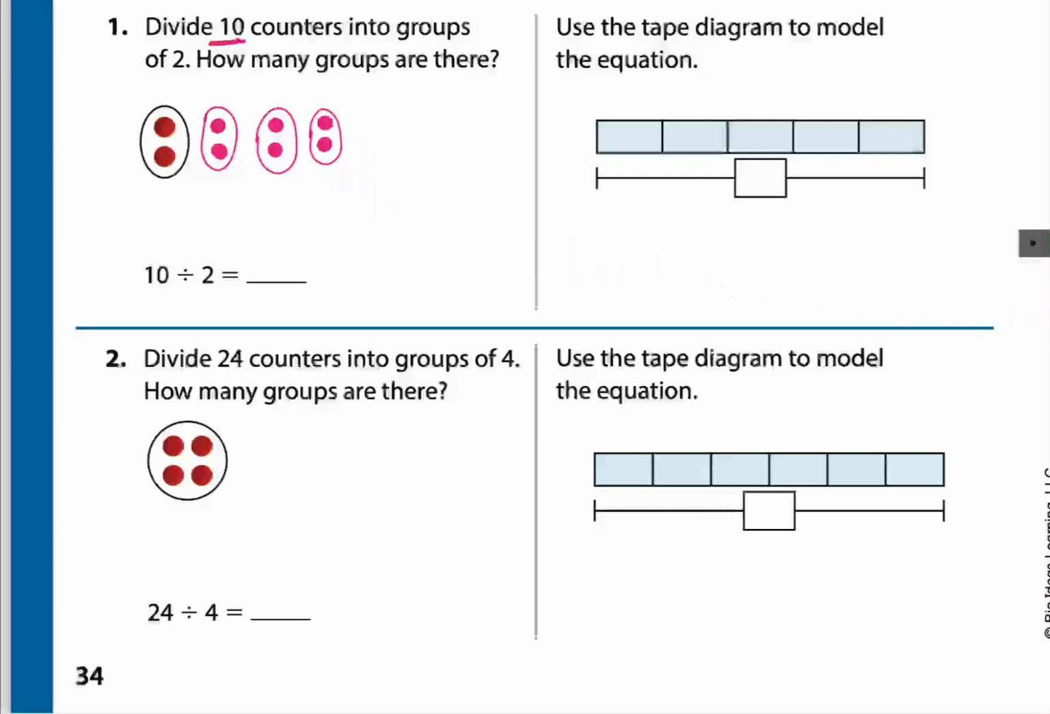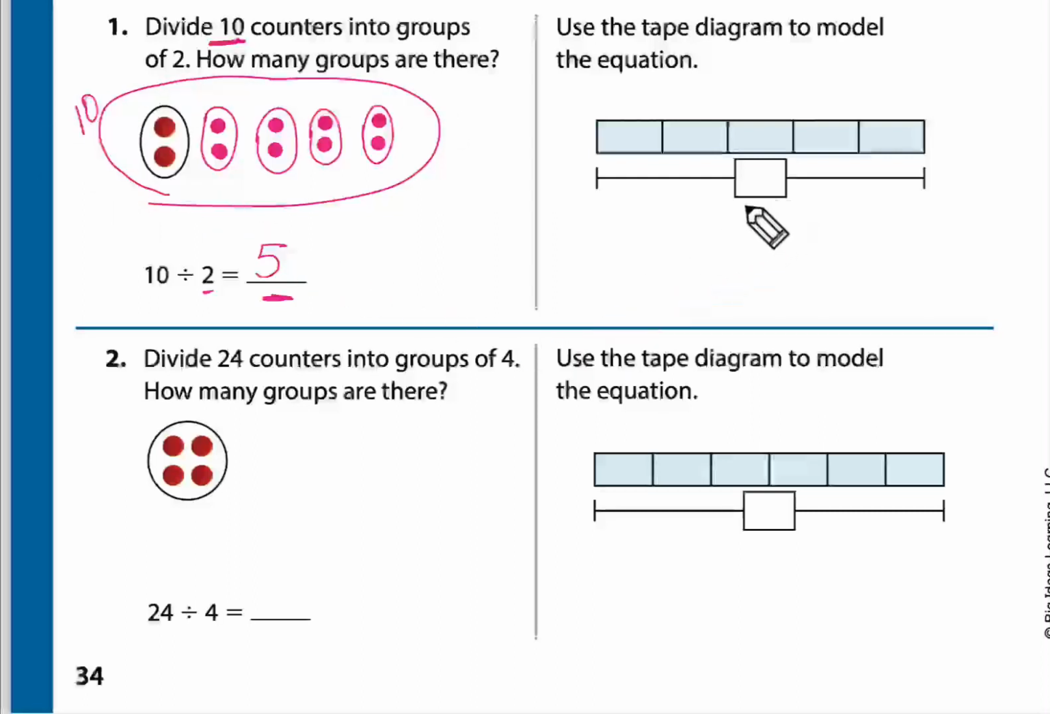How many now? Okay, so we need another. Yes. Excellent. So these are 10 now. So now here, the 10 is the total. And 2 is the size. And what is the number of groups? Excellent. So 10 divided by 2 equals 5. Excellent. So the total here is 10.